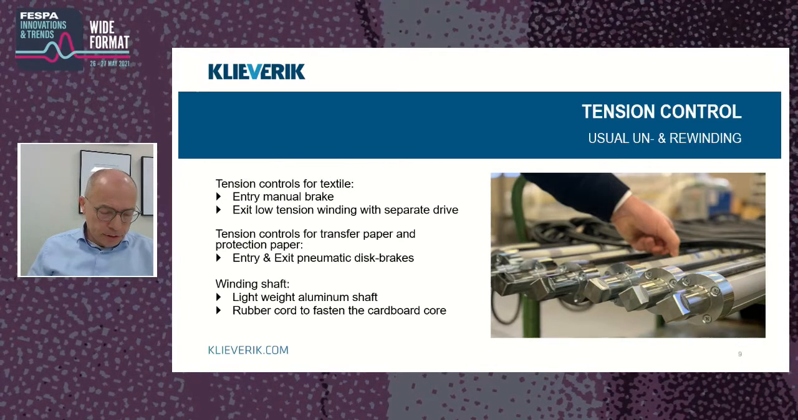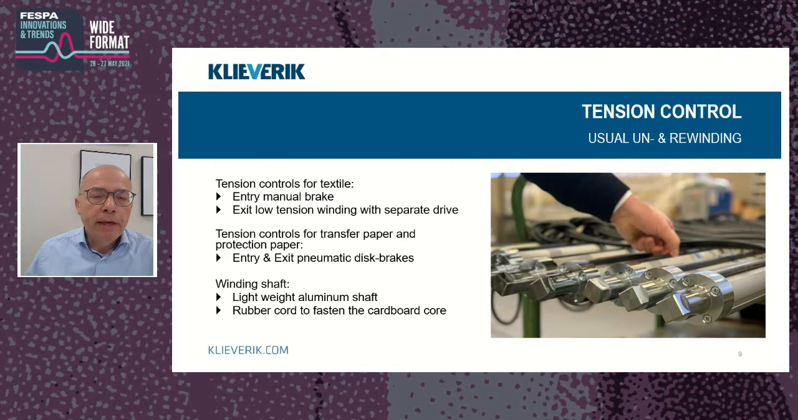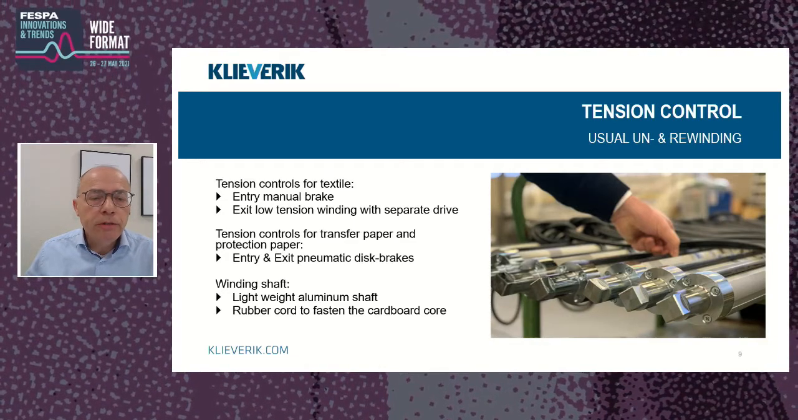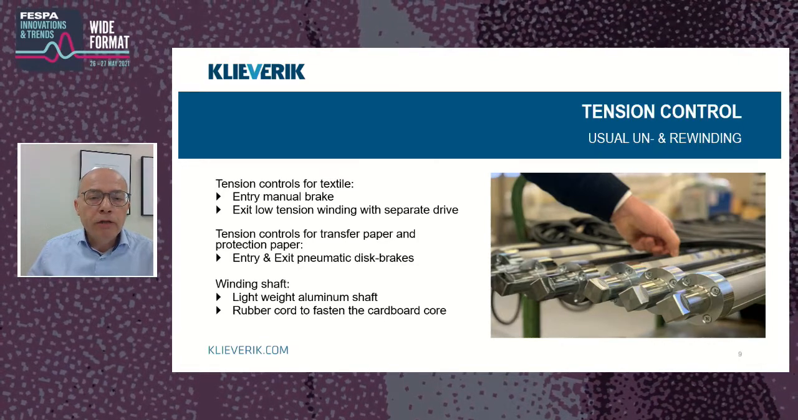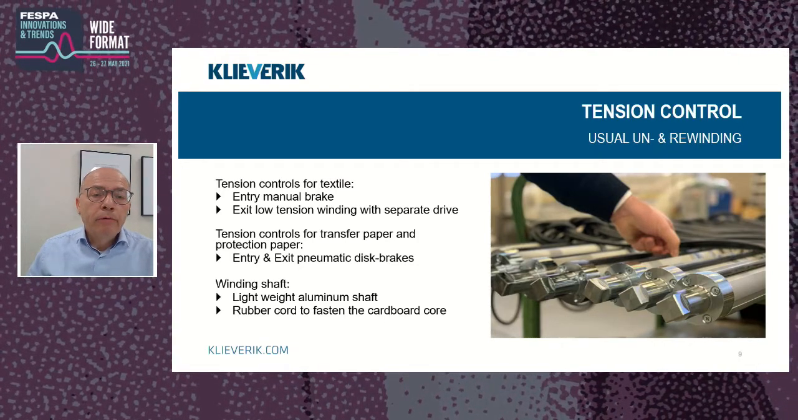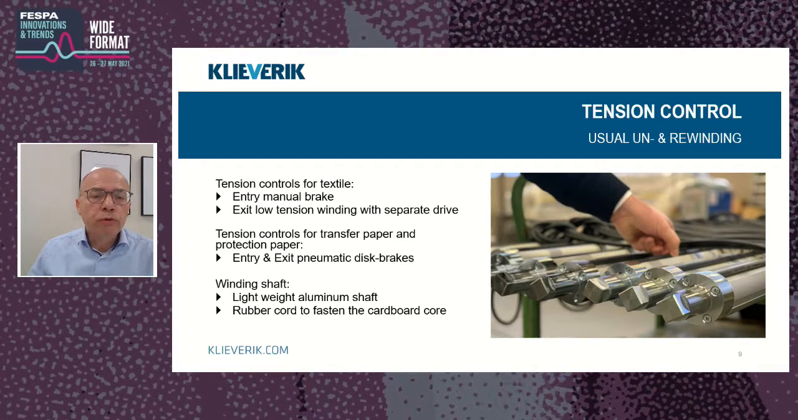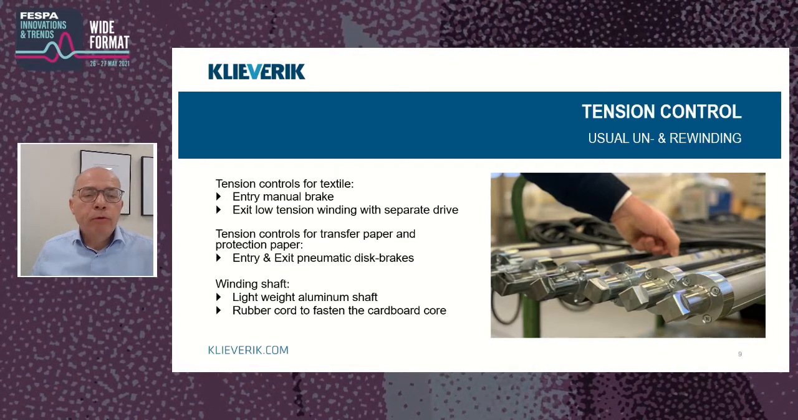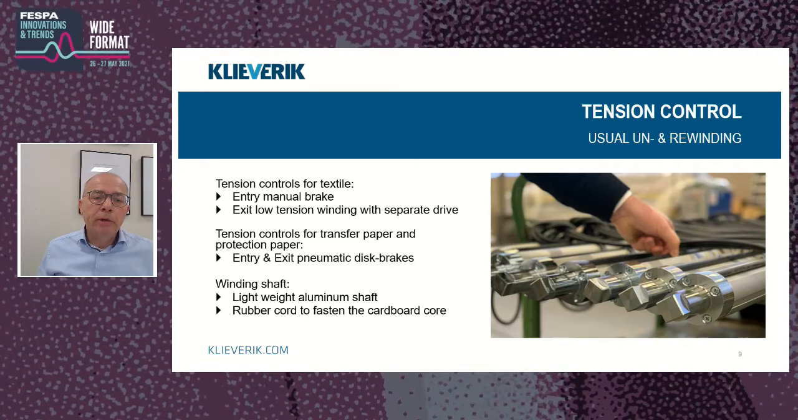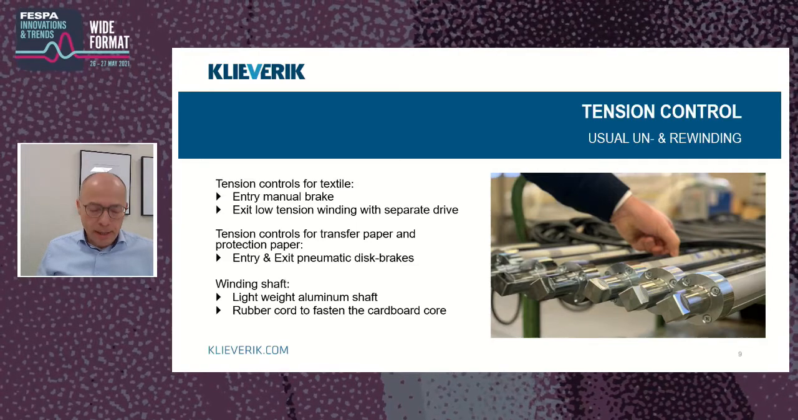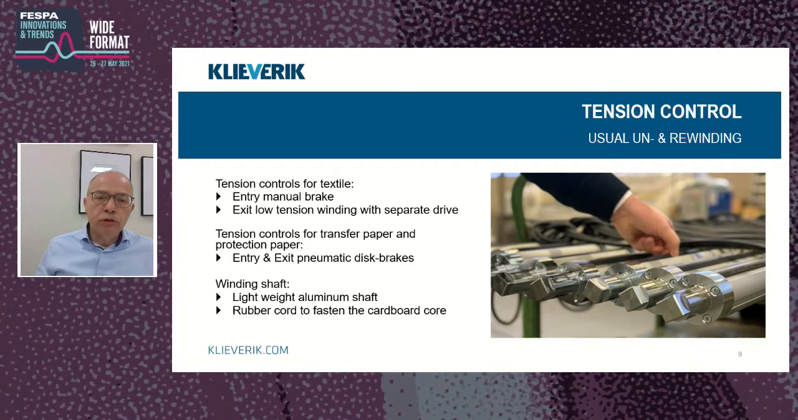Now, the standard solution comes with a simple manual brake entry for controlling the tension. We have for the fabric at the exit a low tension winding solution. For the paper, all the unwinds have pneumatic brakes to control the tension of that. And for each paper winding, unwinding position, we work with lightweight aluminum shafts, rubber cords, and that is very easy to handle, very light, and very easy to control.